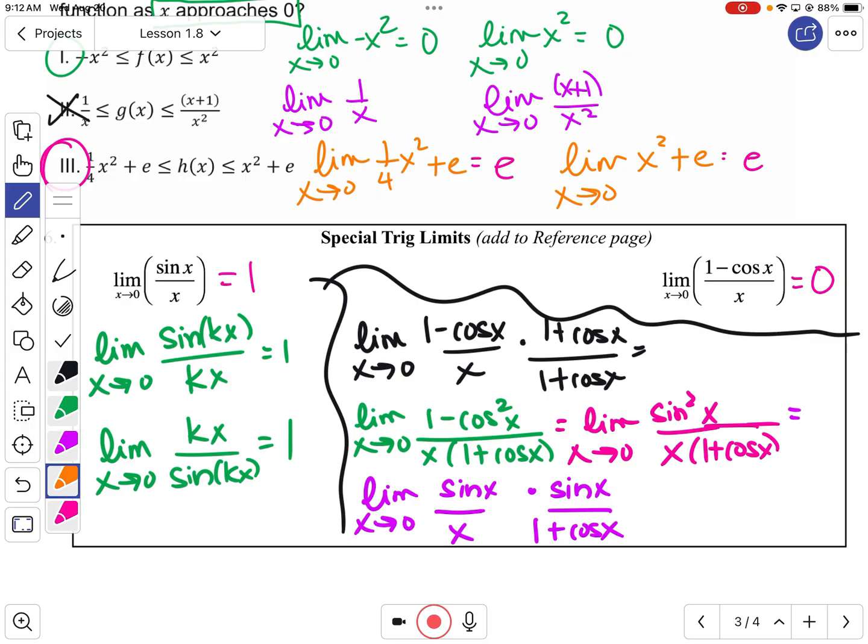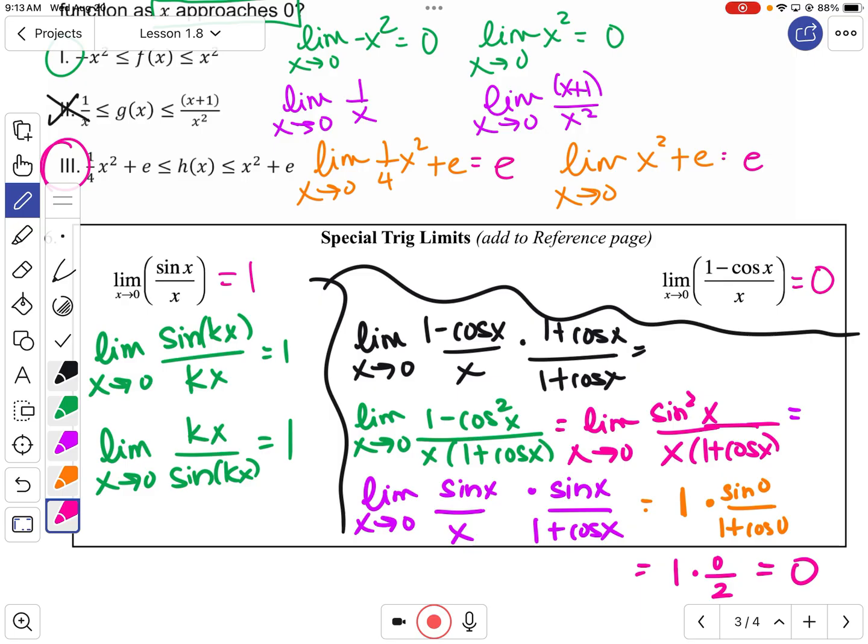Because of that limit we have in the first one, we know that the limit as x approaches 0 of sine x over x is 1. So we know this first piece is 1. For the second piece, we're just going to plug in 0. That's going to be sine at 0 over 1 plus the cosine at 0. Do a little evaluation. Sine at 0 is 0. Cosine at 0 is 1. So that would be 1 times 0 over 2, which would just be 0.